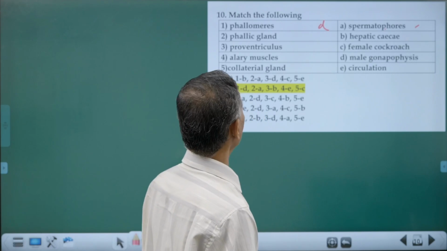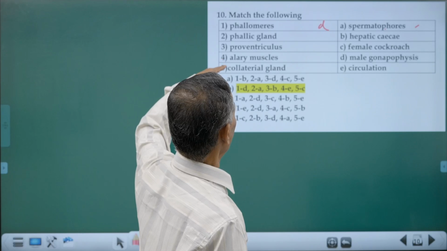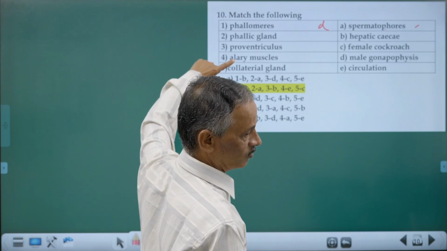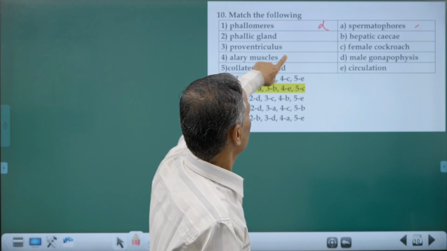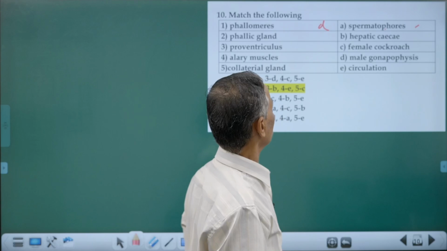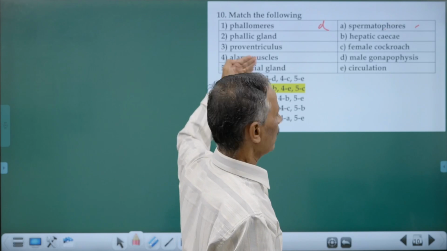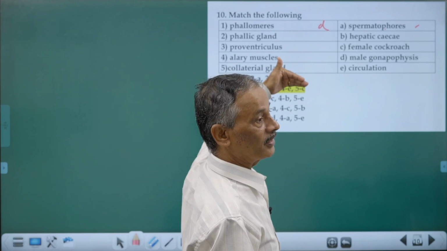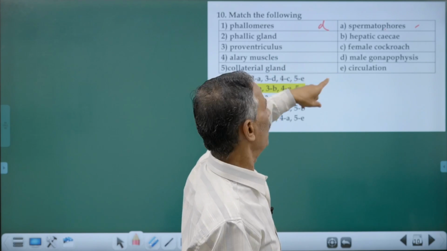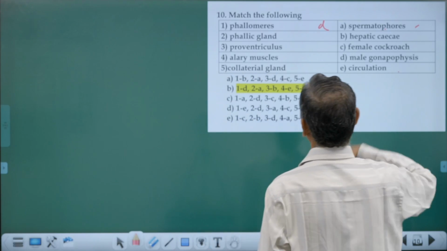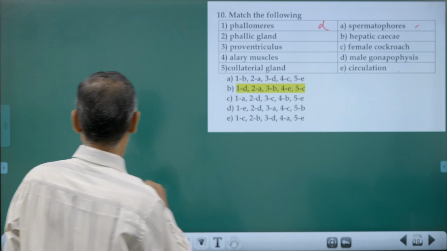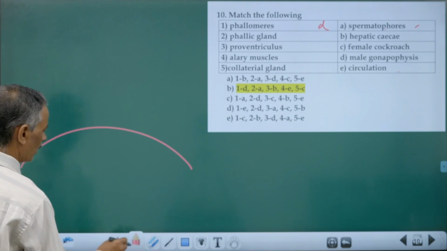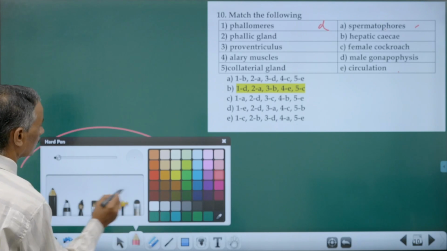Phoro means carry. Proventriculus is the gizzard. It is another name. Around the gizzard, you have the hepatic caeca. Alary muscles: you have 12 pairs of alary muscles which help in circulation of the blood. So it is circulation. See, what is the correct position of the alary muscles?